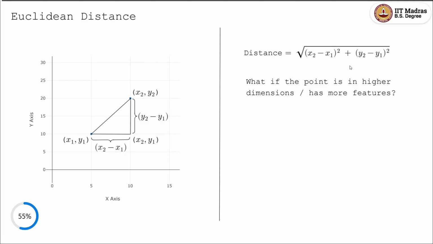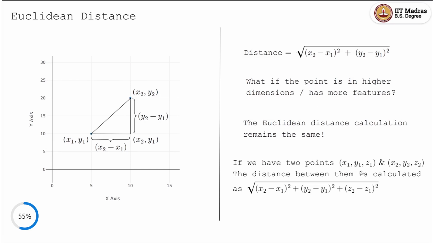So what if the point is in higher dimension? Because so far the points that we saw were of the form (x, y), which is nothing but points in 2 dimensions. However, the idea of Euclidean distance calculation remains the same. So if we were to have 2 points, say (x1, y1, z1) and (x2, y2, z2), the distance between them is still calculated as (x2 minus x1) the whole square plus (y2 minus y1) the whole square, and now we have the addition of the new dimension giving us (z2 minus z1) the whole square.